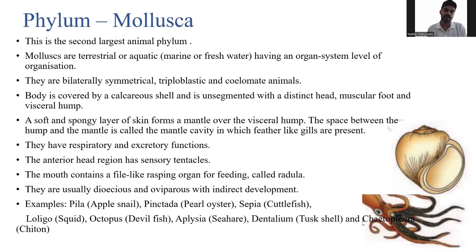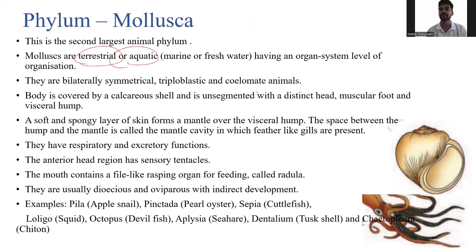So the next phylum is the Mollusca. What do you mean by Mollusca? They are the second largest animal phylum. The molluscs are terrestrial, or you will also find them in an aquatic state, both marine as well as freshwater.